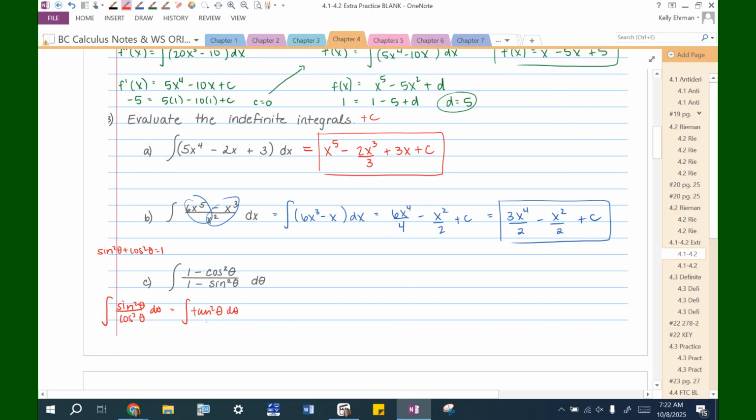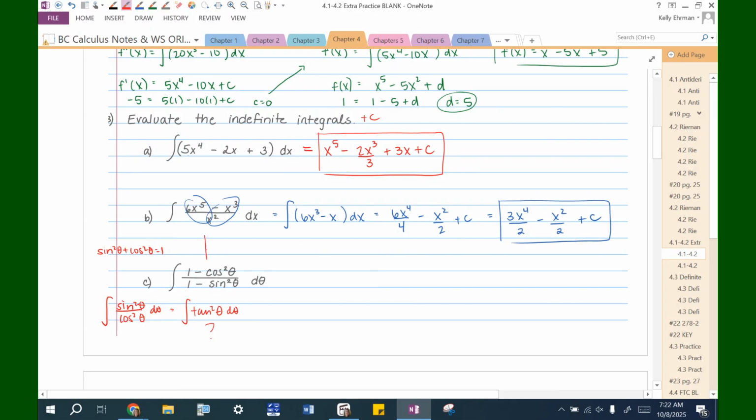Tangent squared is not the derivative of any of the 6 trig functions. If it said secant squared, the antiderivative would be tangent. But tangent squared is nothing. So we don't want to go sine squared over cosine squared. So what else could we do?